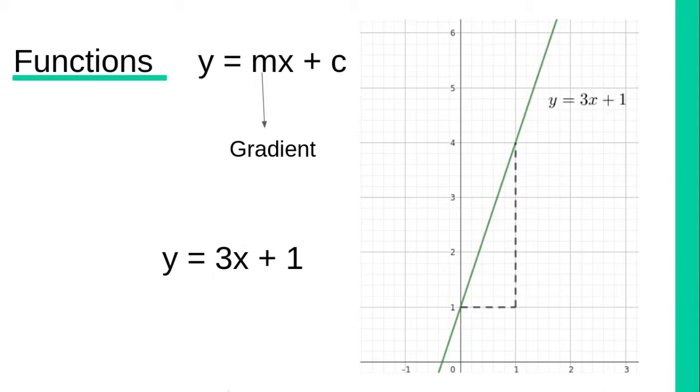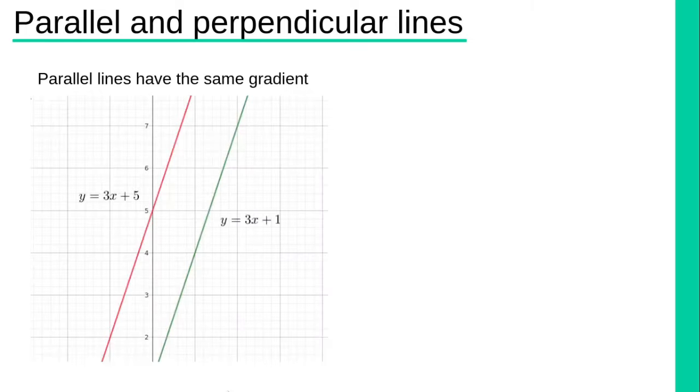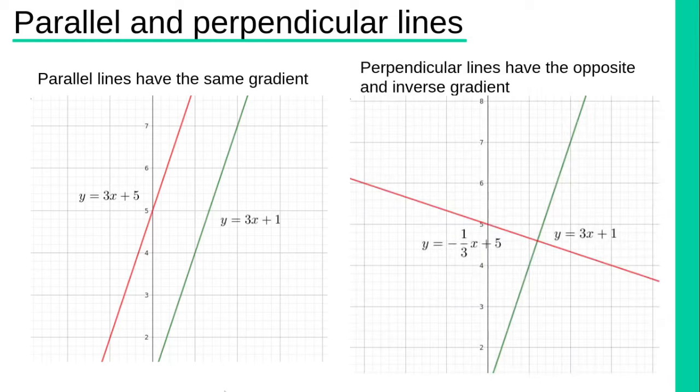And to continue with linear functions, we can see that if we have parallel lines, then they have the same gradient. Parallel lines are those that never meet. For example, here we can work with the lines 3x plus 5 and 3x plus 1. These two lines will never meet, and they have the same gradient, that is 3. And when we have perpendicular lines, they have the opposite and the inverse gradient. So if one of the lines is 3x plus 1, the gradient of the other line, the perpendicular one, will be minus 1/3.